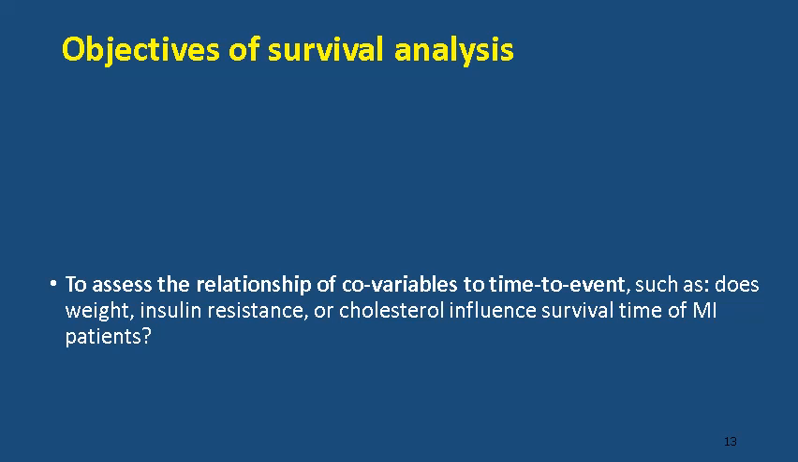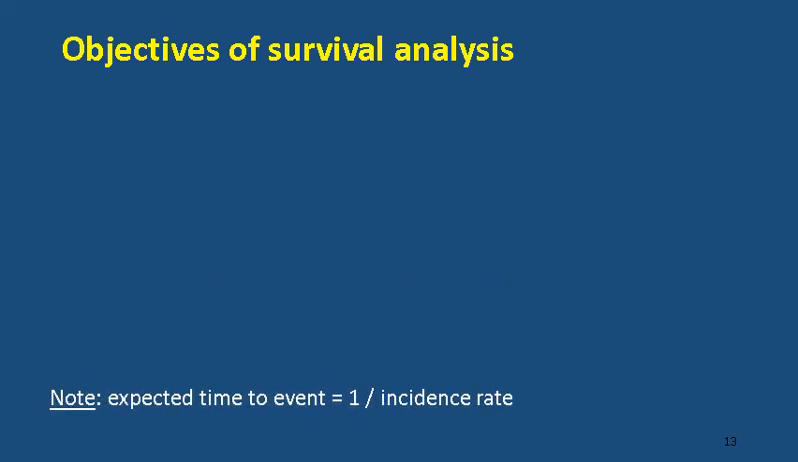Third, assess the relationship of covariables to time to event, such as does weight, insulin resistance, or cholesterol influence survival time of myocardial infarction patients. Expected time to event is equal to 1 divided by the incidence rate.